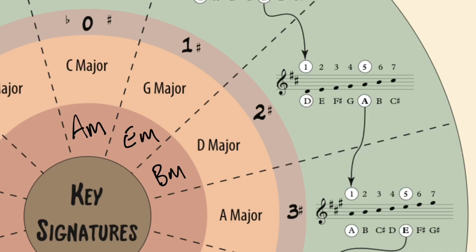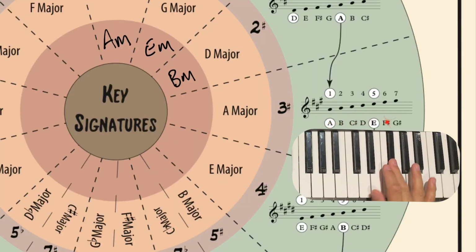So once we've worked out our major scales, we just count up 6. That's it. Let's get through the rest. 1, 2, 3, 4, 5, 6.